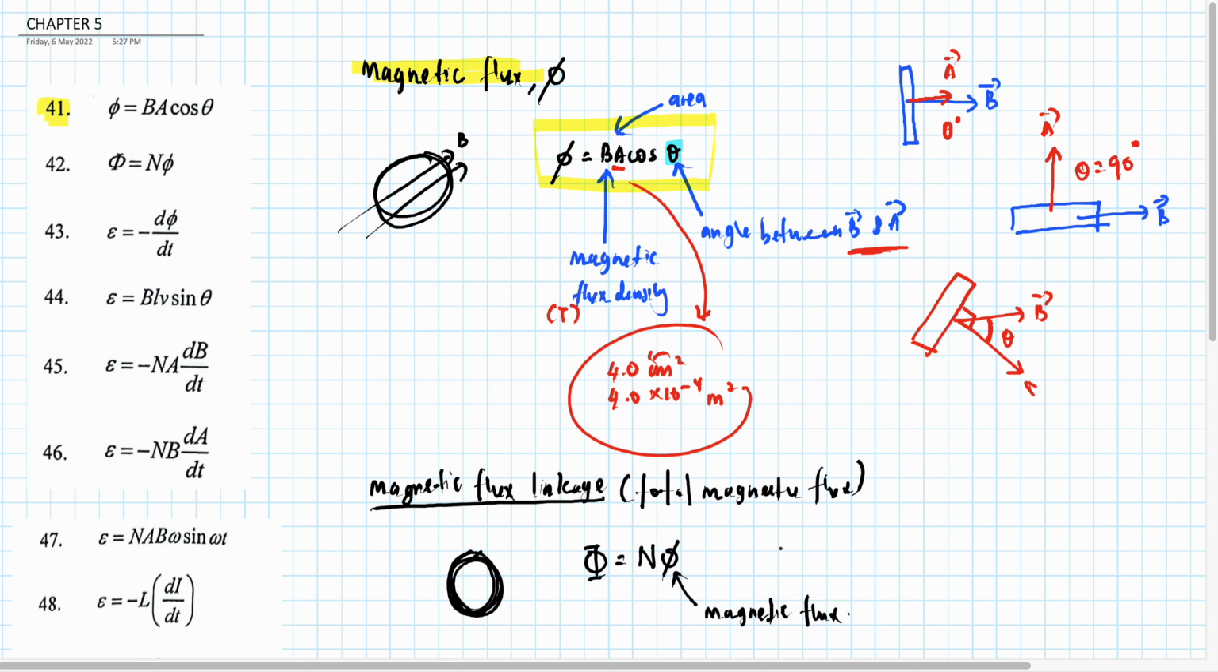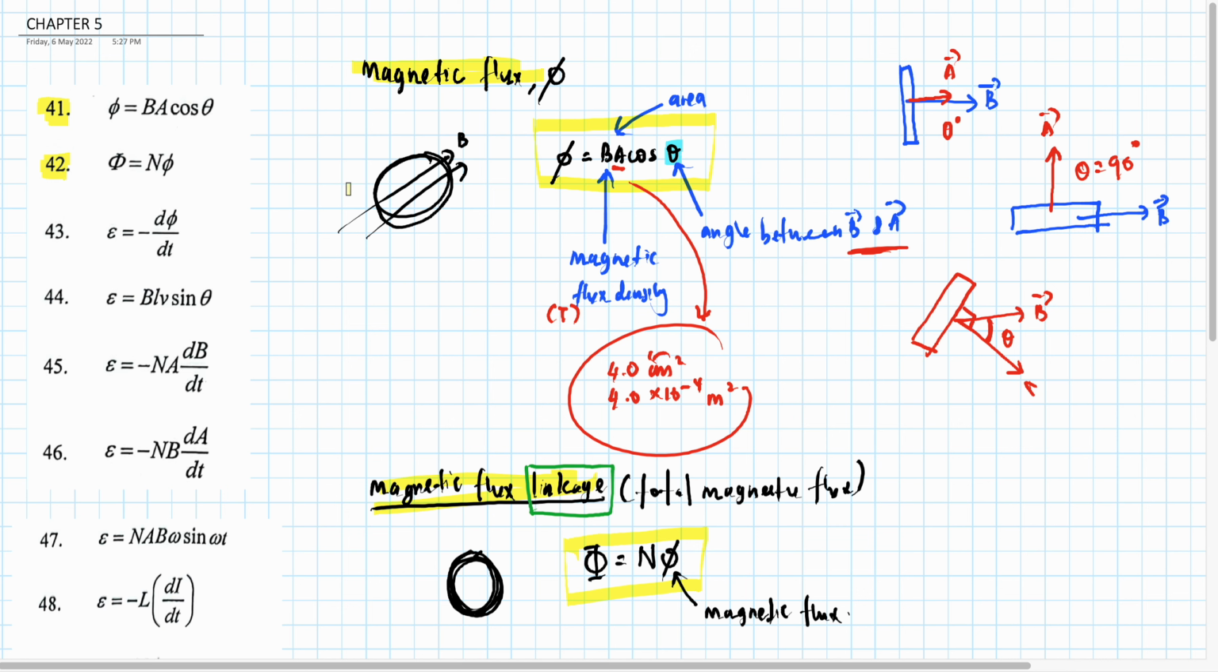You have to be alert to our keyword, which is linkage. The moment you see magnetic flux linkage, this is the equation you are supposed to use. Magnetic flux linkage equals the number of turns times the magnetic flux. You have to consider the number of turns. The formula for magnetic flux linkage is also given, which is formula 42. That is what we learned in 5.1.